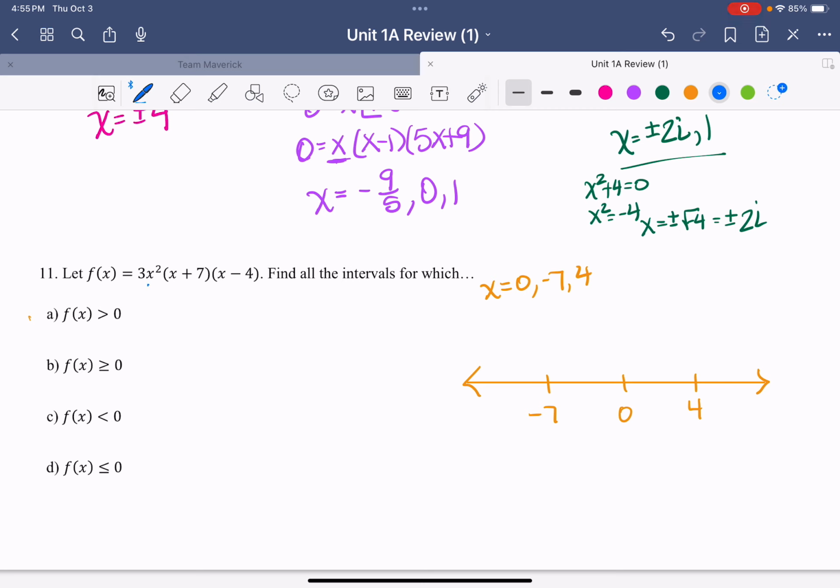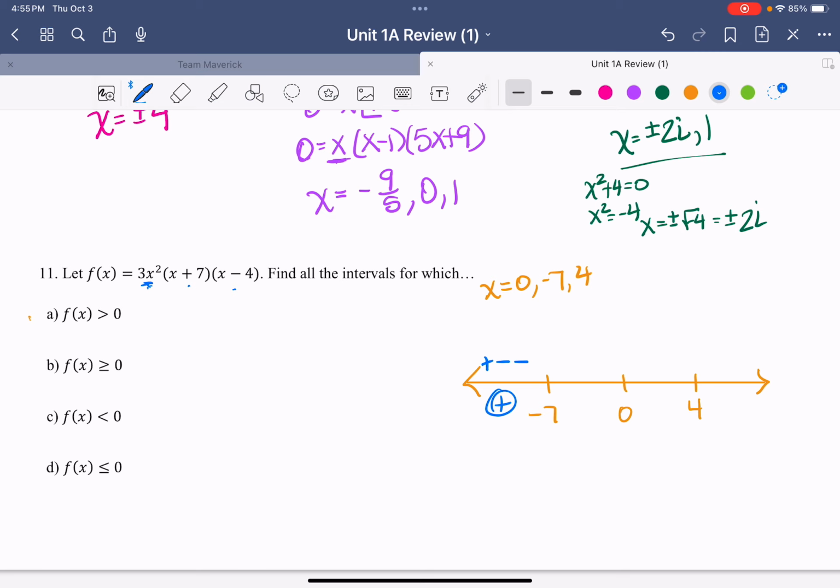If I have 3 terms with x, I'm going to have 3 positive or negative signs, one for each. You have to use them all. So here I'll pick negative 8. Negative 8 squared is positive 64. Since this is squared, anything I substitute in is positive, so the first thing is positive no matter what. Negative 8 plus 7 is negative. Negative 8 minus 4 is negative. So that makes this positive overall.